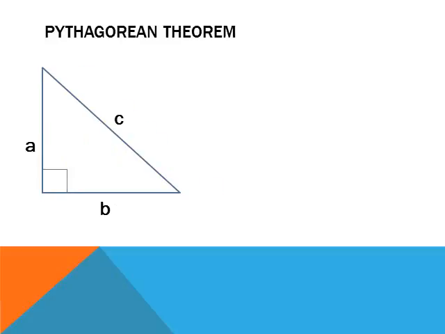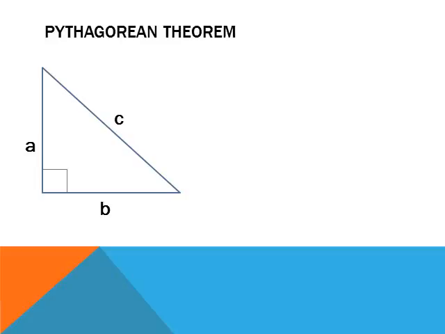Now we generally represent the hypotenuse of a right triangle with the letter C and the legs of the triangle with A and B. It doesn't matter which leg you call A and which leg you call B. You can flip those around. But we always call the hypotenuse C.